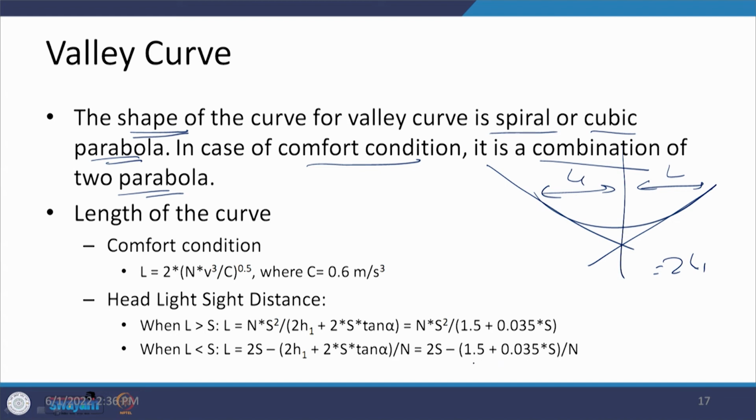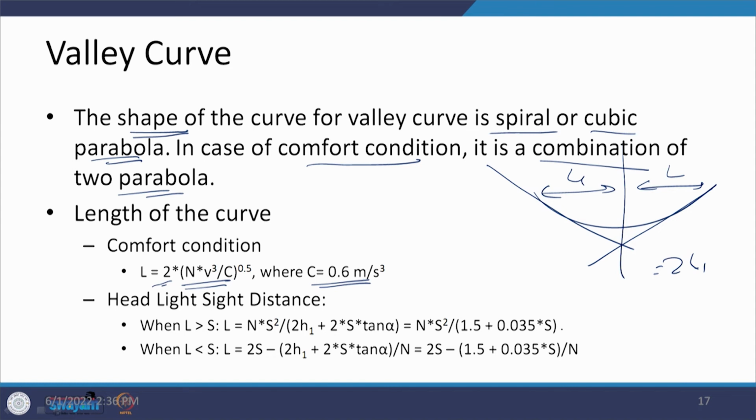Let us see the case of the comfort condition. In the case of the comfort condition, we have looked at this formula, that is N v cube divided by c. This N v cube divided by c is being utilized here. The only change is that now you are talking about double the length. So, you have 2 times the square root of this value, where c is not being calculated by your formula, but is actually taken as a constant value, and that is 0.6 meter per second cube.